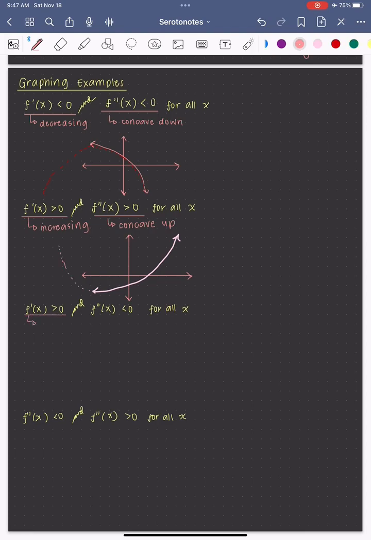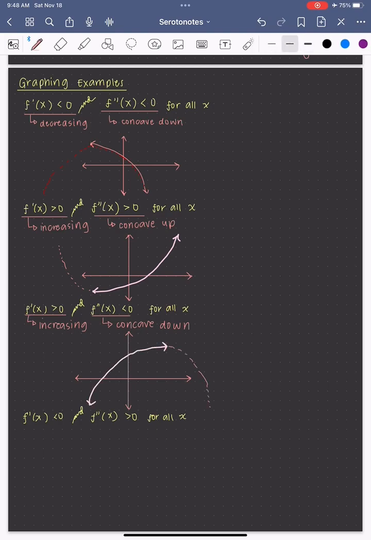Next, we have f prime of x greater than 0, which is positive, and f double prime of x less than 0, which is negative. This means that your function is increasing and is concave down, and that would look something like this.